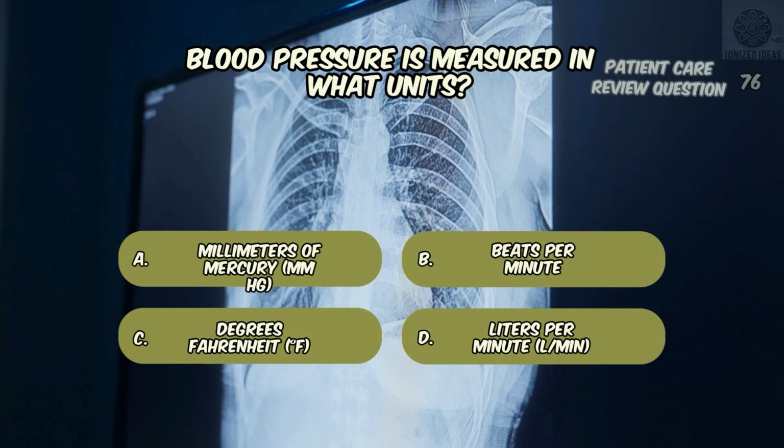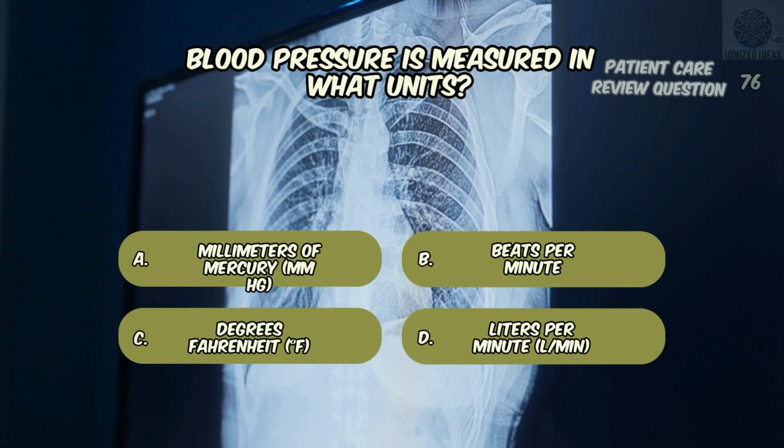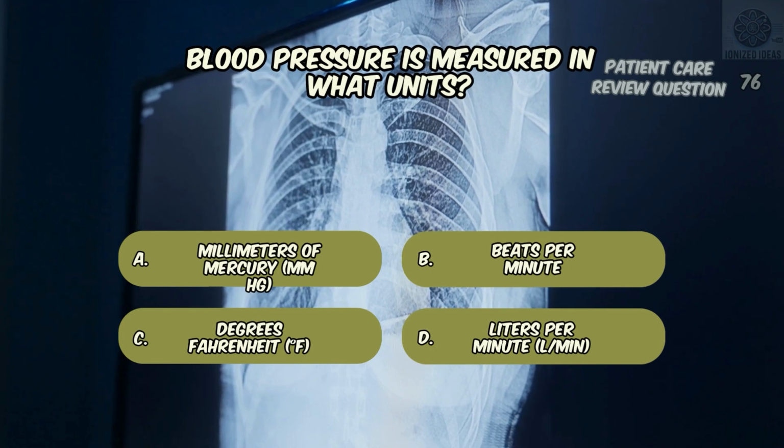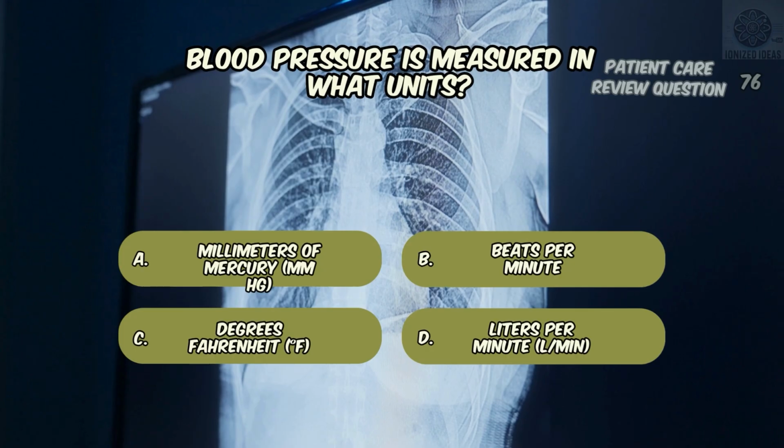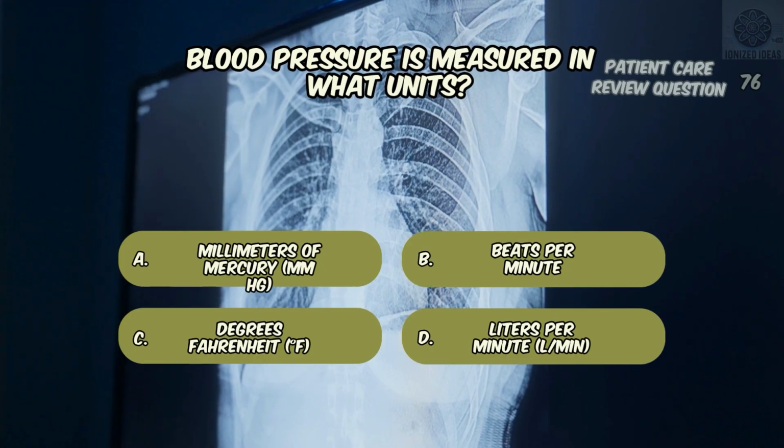Blood pressure is measured in what units? A. Millimeters of mercury, mmHg. B. Beats per minute. C. Degrees Fahrenheit, degrees F. D. Liters per minute, L per minute.